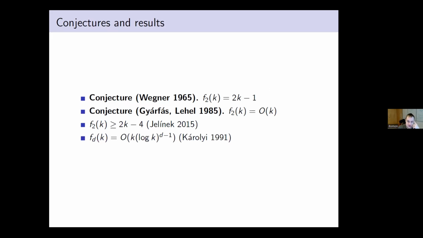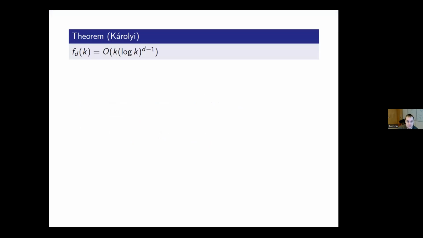But in general, the best known upper bound in any dimension, for a long time, was due to Károlyi, who proved that f_d(k) goes almost linearly in k in every dimension, but with an additional (log k) to the d minus 1. This argument is also kind of nice and kind of simple, so let me show you this as well. Let me just prove this theorem.